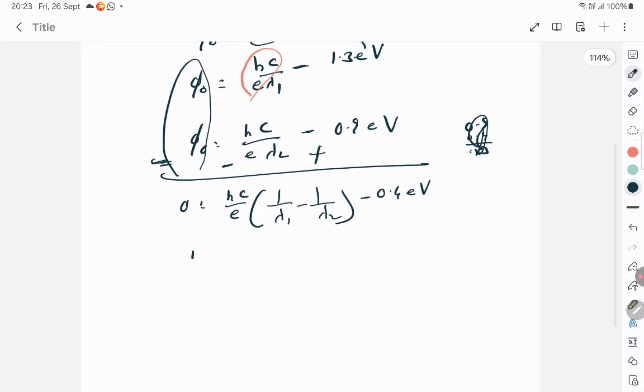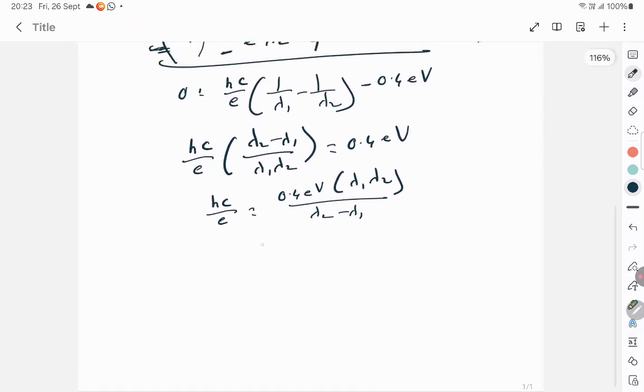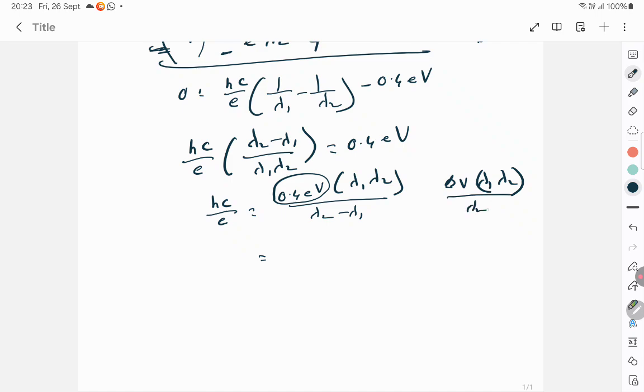So h c by e into, let's take the LCM, lambda 1 lambda 2, lambda 2 minus lambda 1, is equal to 0.4 electron volt. So then h c by e itself is 0.4 electron volt into lambda 1 into lambda 2 by lambda 2 minus lambda 1. This 0.4 is the delta V actually. So you have a new formula: change in voltage into lambda 1 into lambda 2 by lambda 2 minus lambda 1 will fetch you this h c by e constant.